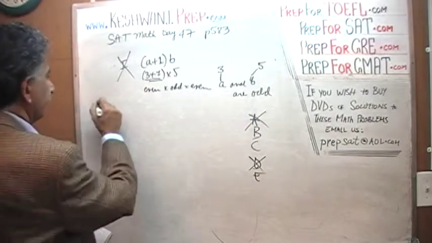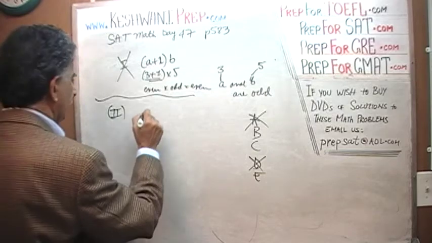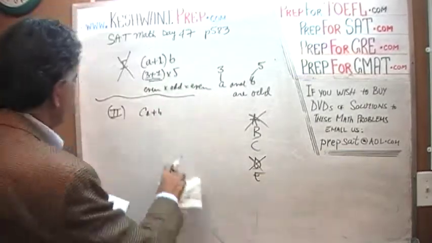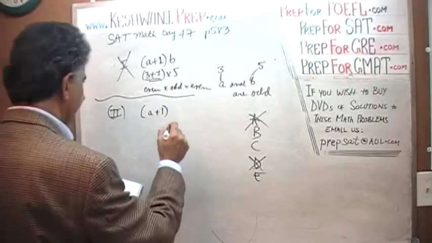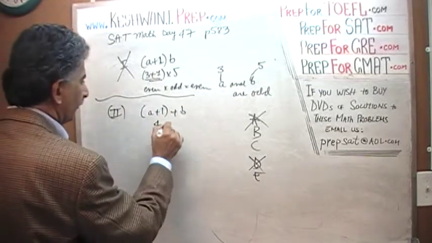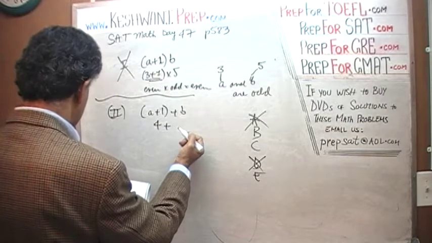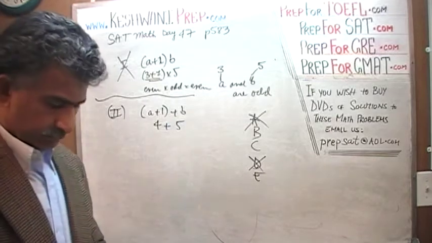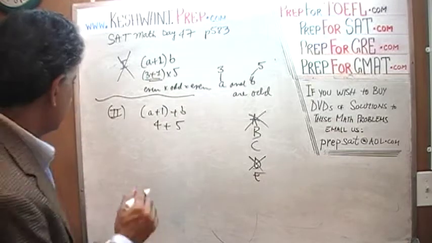Let's look at the second statement. The second statement says A plus 1 plus B. A plus 1 again is going to be 4. 4 plus B is 9, which means that one does work.